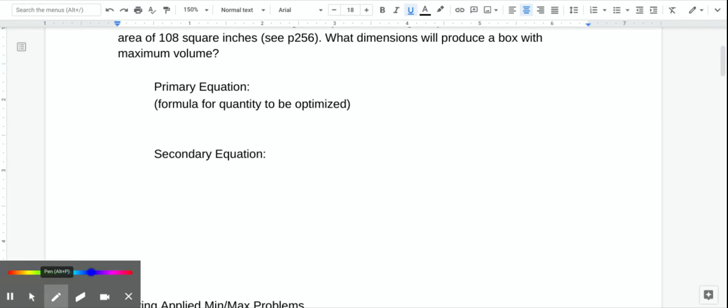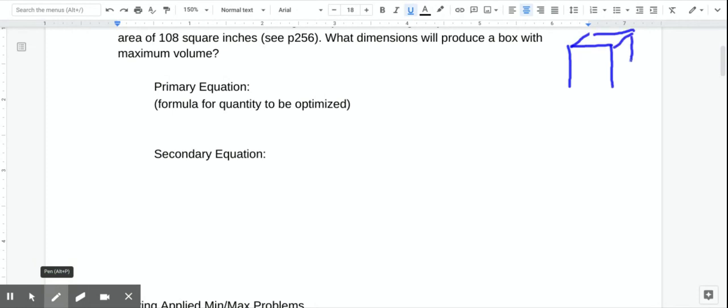I'm going to start by sketching this so you can see what it is. It's some sort of open box. Maybe it looks like this. We know that it has a square base, so I'm going to call it x and x, but it's not necessarily a cube, so I'll call the height h. What we want to maximize is the volume. So the primary equation is the volume, which is x squared h. And we want to take the derivative of that and set it equal to 0 because we want to find our minimum or maximum.